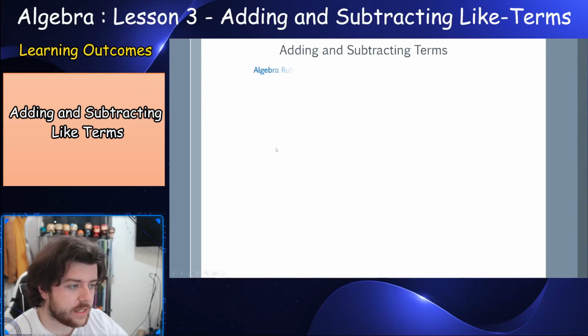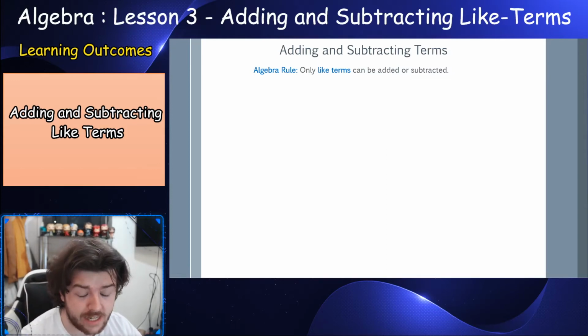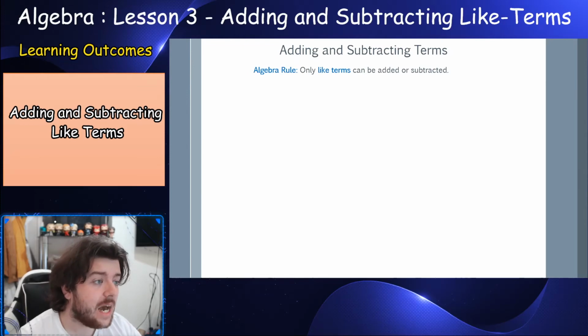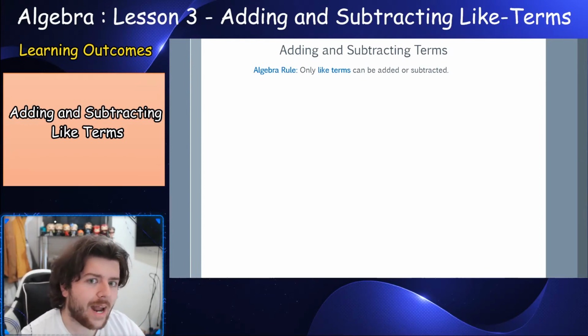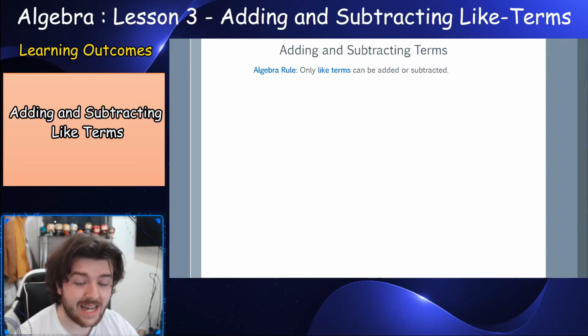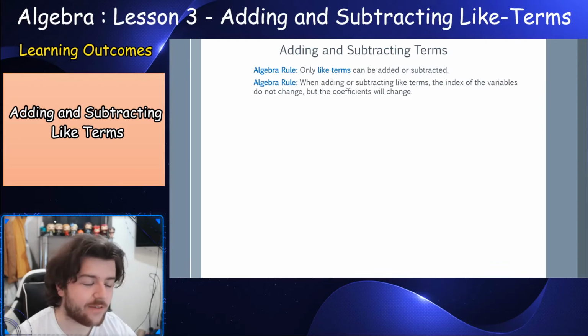So here we go. Here's 2 examples. So before we get into examples, the algebra rule. So only like terms can be added or subtracted. So as I said, I can't add apples and oranges or apples and bananas. So why can't I add x's and y's? I can't add an x and a y together. I can't add an x and an x squared together. And I can't add an x with a constant, which is just a number. So I have to group everything together.